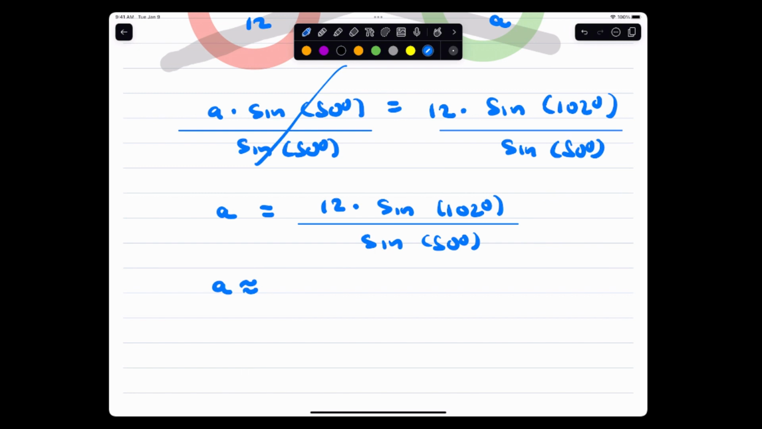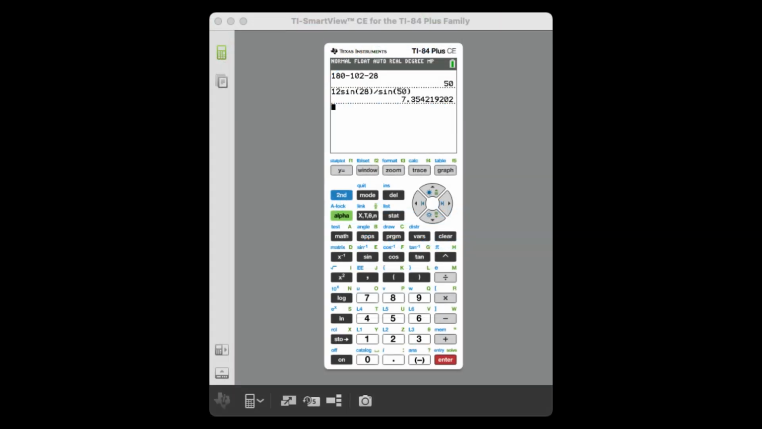Okay. All right, ladies and gentlemen, get out your calculator. Hopefully it's a TI like the one we have here. So you guys can see, 12 times sine of 102 divided by sine of 50, ladies and gentlemen. What do you guys end up with? 15 point 3.